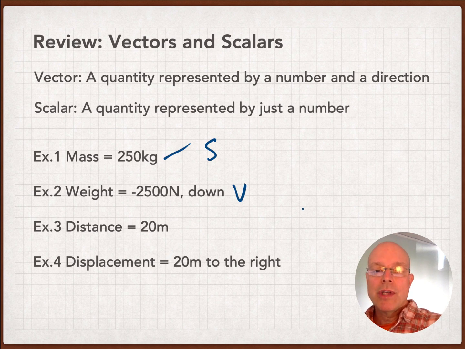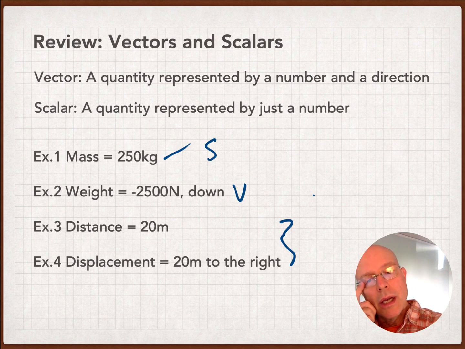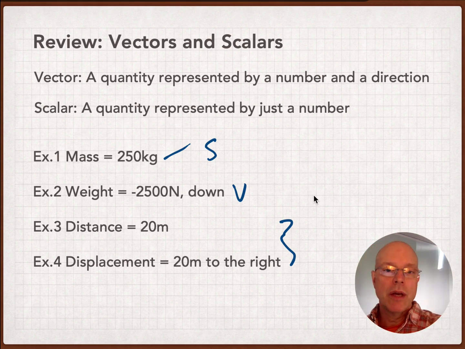The reason I'm throwing this out here, though, is that it's really easy in class to get fooled into thinking that distance and displacement are always the same number. And you just have to pay attention to, is there a minus sign or is there another word after it? Because it's not always that easy. So I'll give you an example.